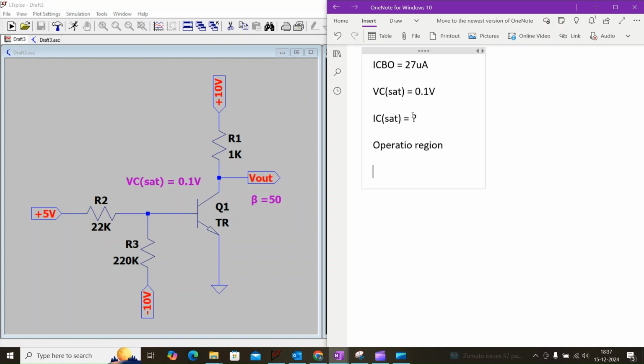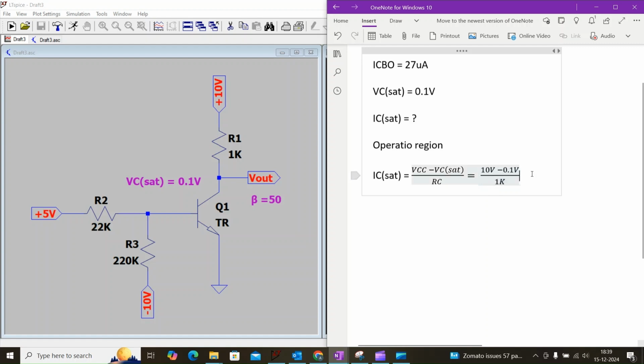Initially, we have to find the saturation current IC sat, which is equal to VCC minus VCE sat divided by the collector resistor RC, which is equal to 10 volt minus 0.1 volt divided by 1 kilo ohm, and which is equal to 9.9 milliamps. This is the maximum collector current which can flow through the transistor, and we will assume the transistor is operating in active region. So we have to find the base current IB.